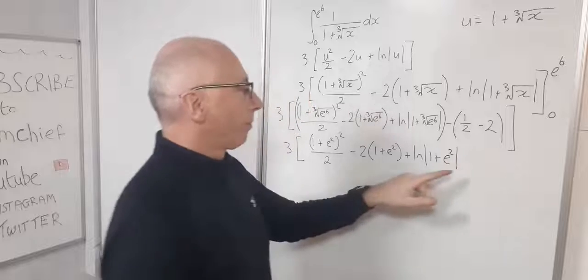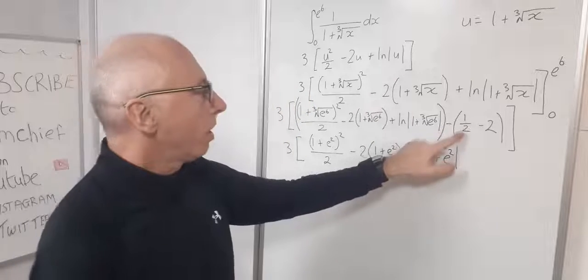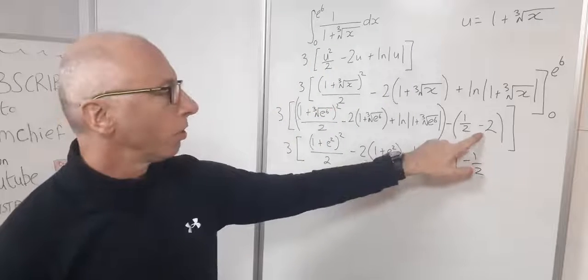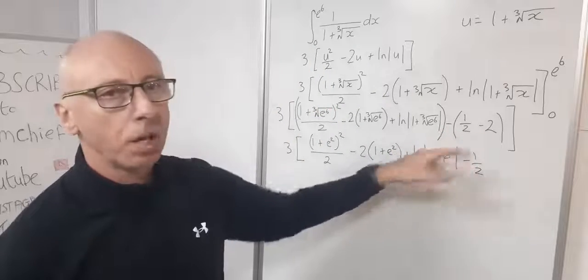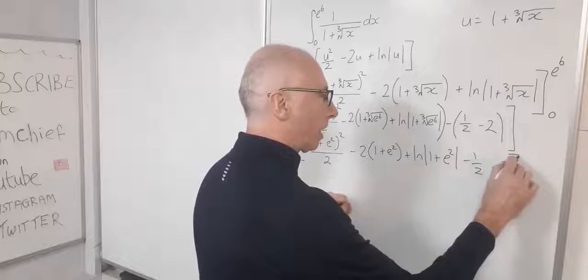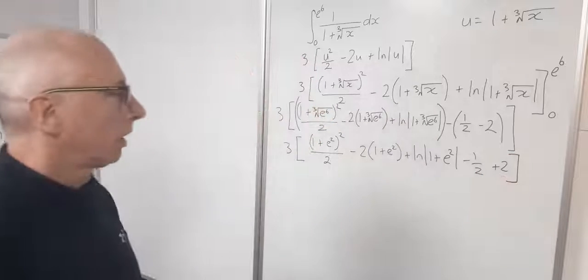And then here I've got minus a half. And then here I've got minus 2, but I've also got another minus here. So now I've got plus 2. Okay, so that takes care of all of that.